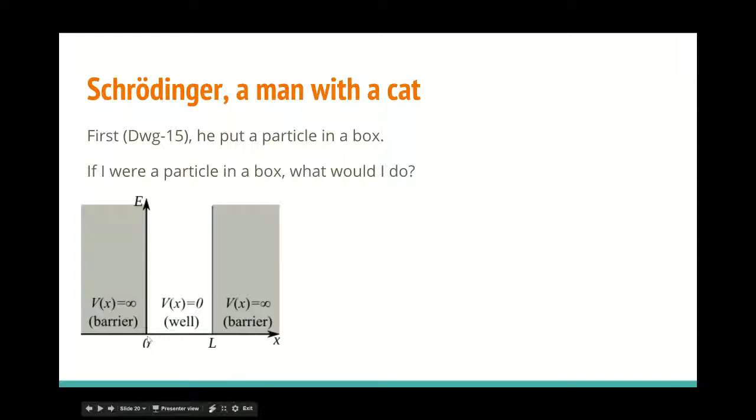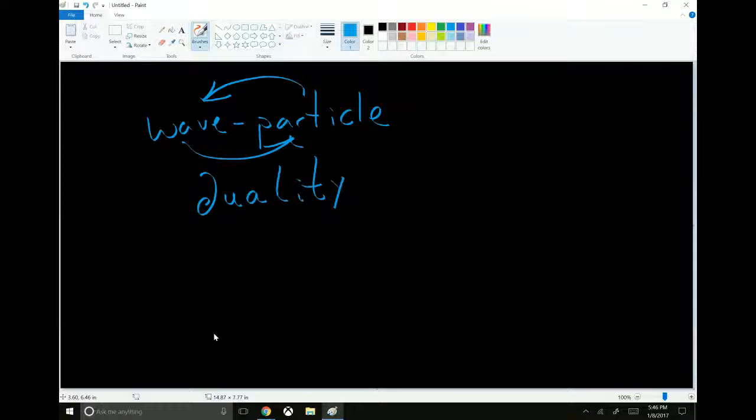The probability of finding it right here at x equals 0 has to be 0, because it can't climb that infinitely high wall. Finding it here at L has to be 0, because it can't climb this infinitely high wall. So he played around and he looked at different mathematical formulas. You can get a number of mathematical formulas that work for that.